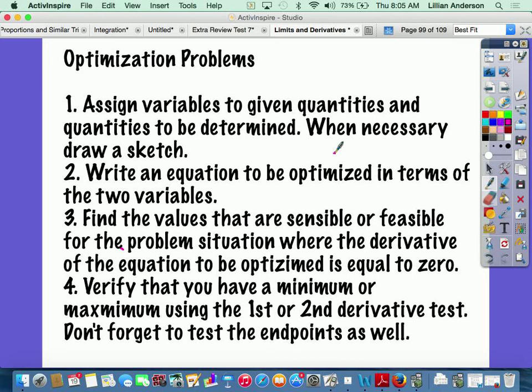You want to find the values that are sensible or feasible for the problem situation where the derivative of the equation to be optimized is equal to 0. And then you want to verify you have a minimum or a maximum using the first or second derivative test. Don't forget to test the endpoints as well, as there might be a maximum or minimum that occurs there. Okay? And so here are just a few things to keep in mind. When we're going through these problems, you'll see how we actually do all 4 of these steps.